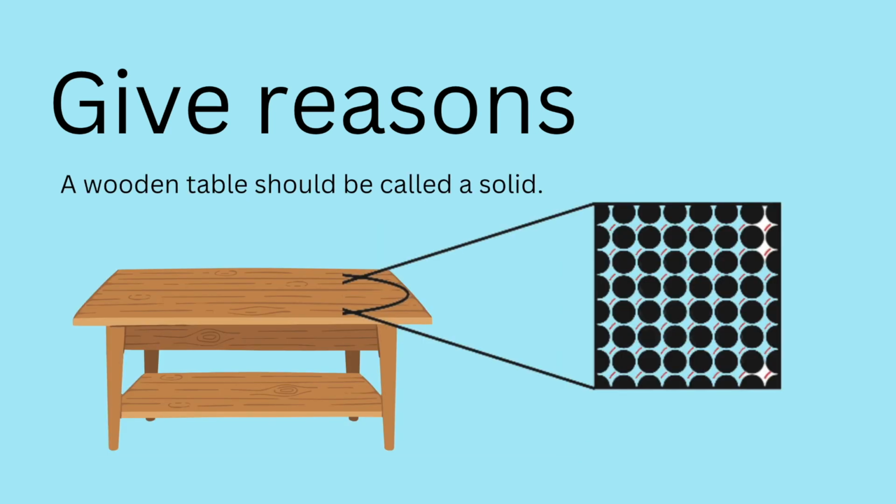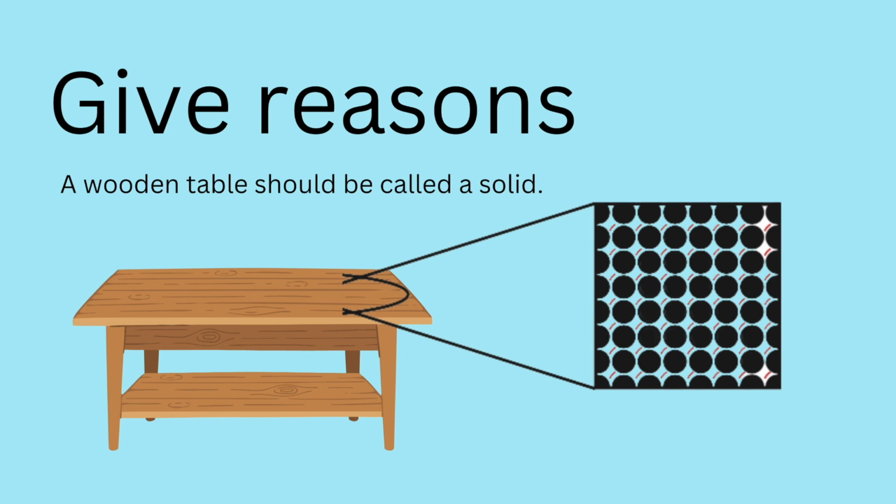Okay, the next question is, we have to give reason why a table should be called a solid, right? I think it's quite a lame question. I don't know why they have it. Table is obviously solid because it is rigid, it doesn't change its shape. The particles are very tightly packed and have a very high intermolecular force of attraction.